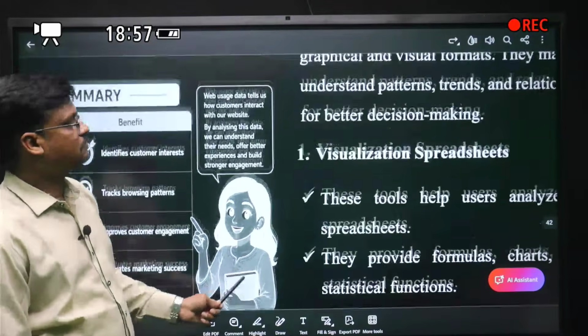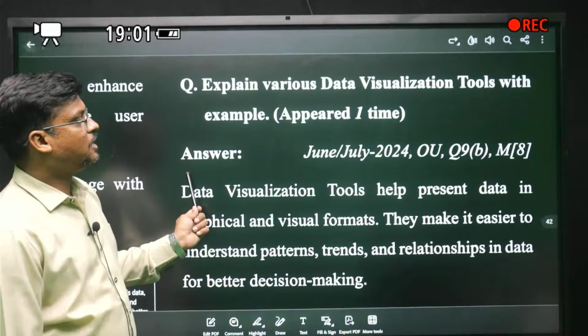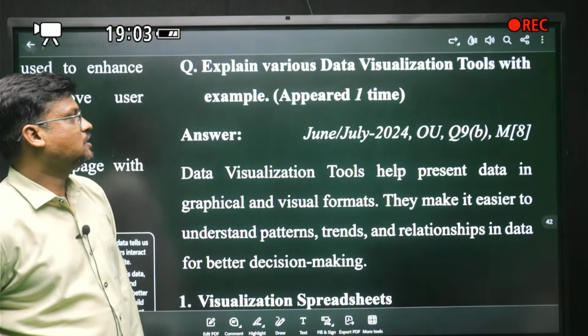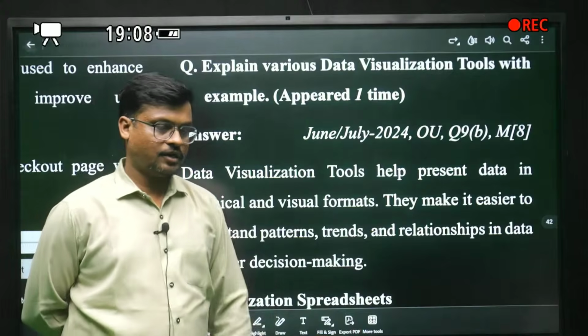That is this. Now the next question of your unit number 4 is: explain various data visualization tools with example, which was asked in June July 2024.